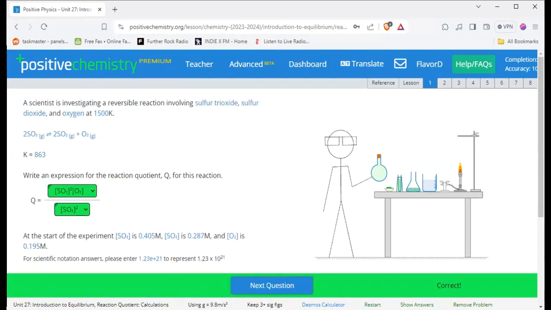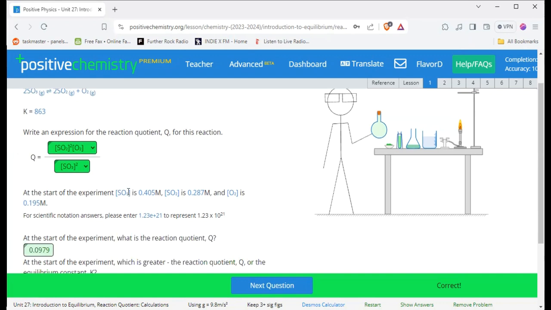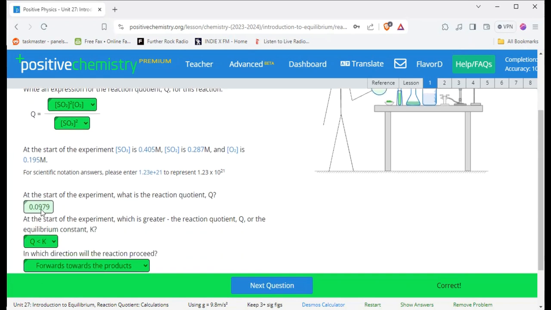Okay, now I'm at quotient calculations. So like I said, it's products over reactants to the power of the number in front, just like K. So there they are. And so we'll take this one, and that is on the bottom, and we'll square it. This will be on the bottom squared. This will be on the top squared. And this will be on the top to the first power. Put those numbers in and you get that answer.